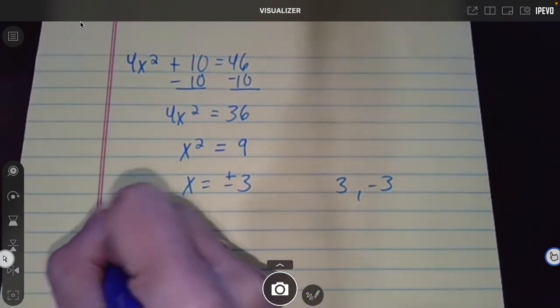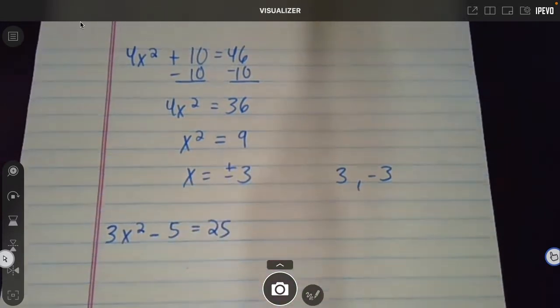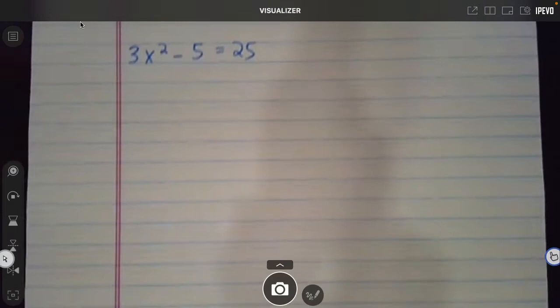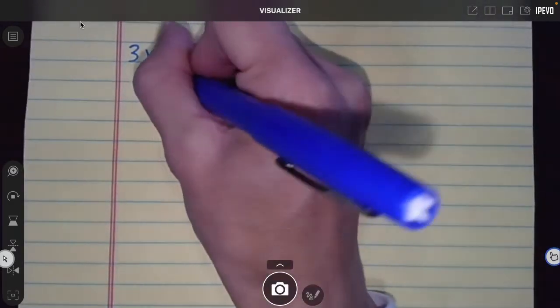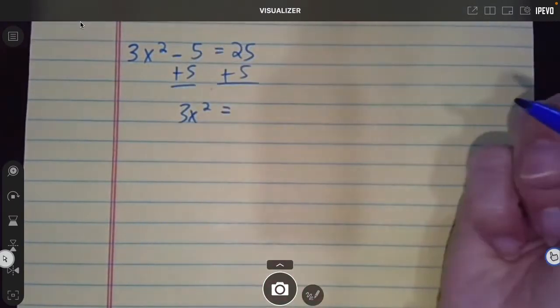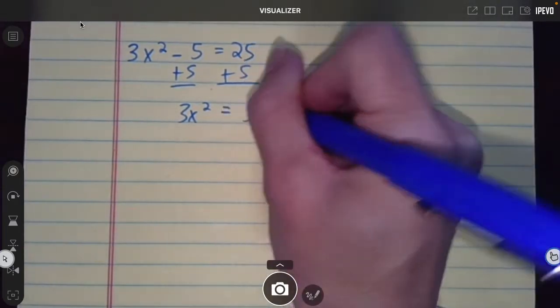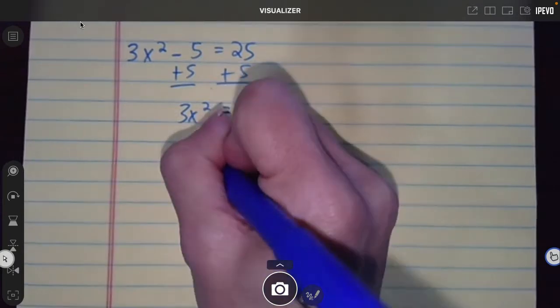What if I have 3x squared minus 5 equals 25? What do I do on this one? I only have the one variable, the x squared, so let's just solve for it. I would add 5. So 3x squared equals, what's 25 plus 5? 30. Then what? Divide by 3. And what do I get? 10. So x squared equals 10.